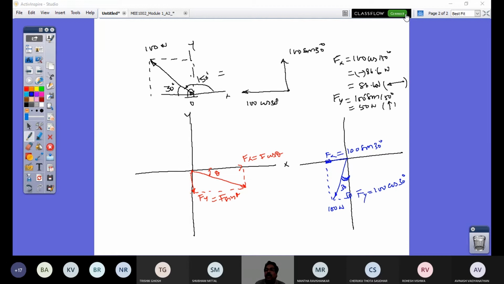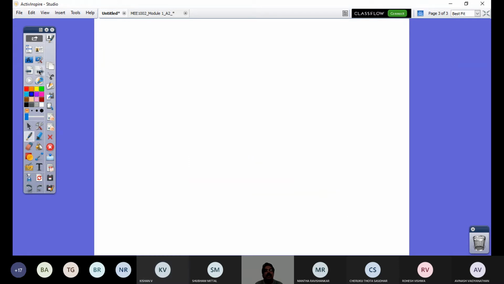Yes, Kishan. Any doubts so far about what we discussed? No, sir. Now I'm going to pose another question to make you think how you would answer. Look at the same 100 Newton force, but the representation of the force is not with respect to axes at right angles. Rather, they are at obtuse angles.